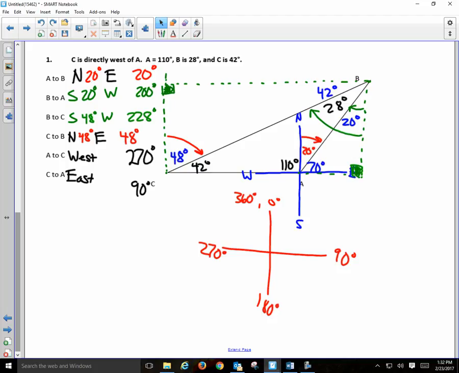Look at 20 to 200. They differ by 180. 228, 48, 90, and 270. Then look at these directional bearings. Northeast, southwest, both are 20. Southwest, northeast, both are 48. West and east, exactly opposite. You see that? So that should verify that your answers are correct. Flip it over.